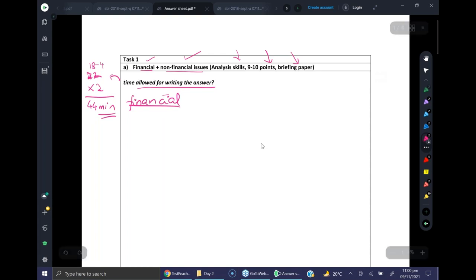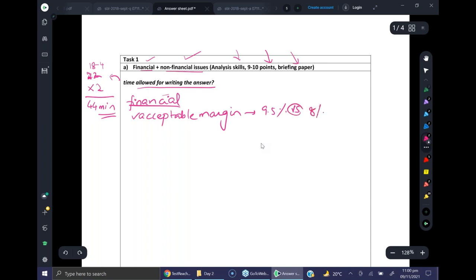Okay. So for financial issues, you can discuss acceptable profit margin. Explain that 9.5 versus 8 properly: the current project is getting us a 9.5% return and the target return in the annual report is mentioned as 8, so it's more, so it's acceptable in terms of profitability.